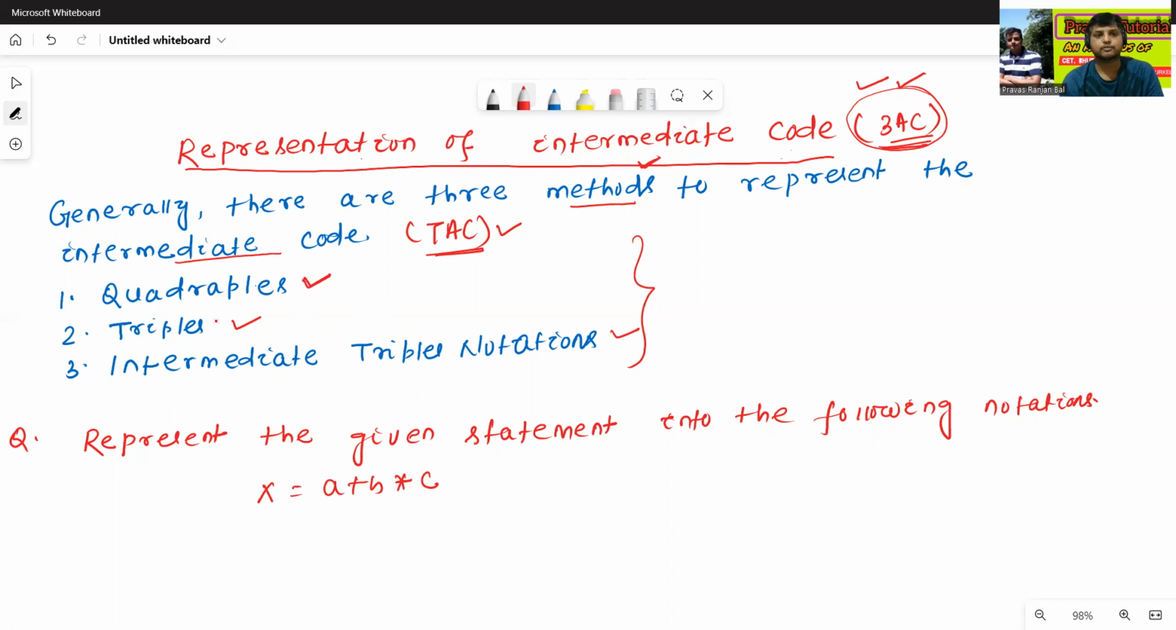First one is called as quadruples notation. Second one is called as triples notation. The third one is called as indirect triple. Sorry, this is not intermediate triple. This is indirect triples notation. Okay, so one by one we'll see.